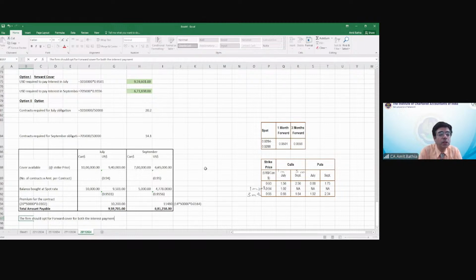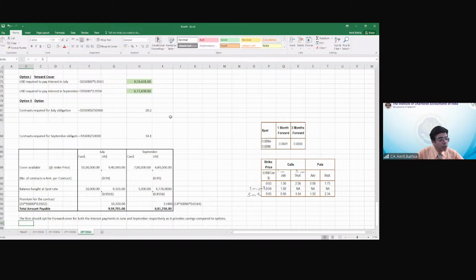Month payments in June and September respectively, as it provides savings compared to options. Got it, everyone? Yes, sir. All right. So in this question, we did options.